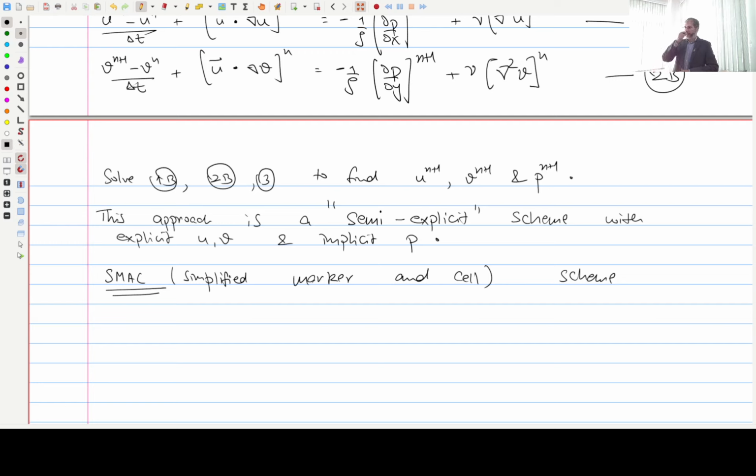That's the first idea. The second idea is, it's not specific to this SMAC method, it's quite general. In fact, it's used in finite difference, finite element, finite volume. It's a very common approach. In fact, most of the methods use this idea. It's called a predictor corrector approach.